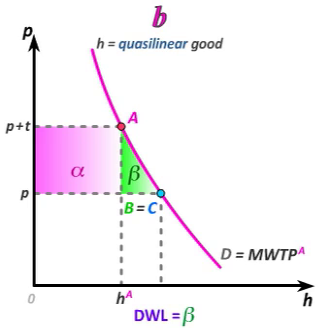Thus, in this special case where housing is assumed to be a quasi-linear good, using the own price demand curve to estimate the deadweight loss triangle beta does not create an error because the own price demand curve is the same as the marginal willingness to pay curve.